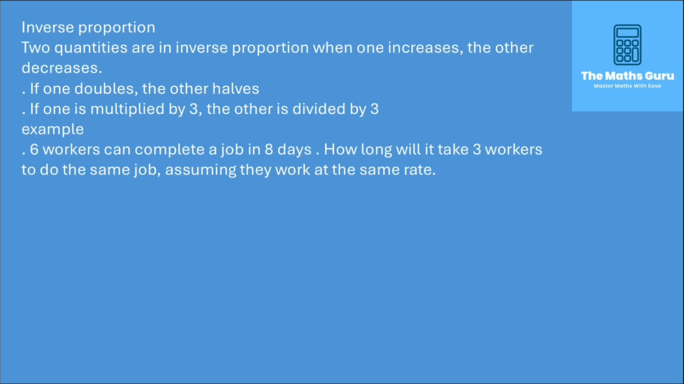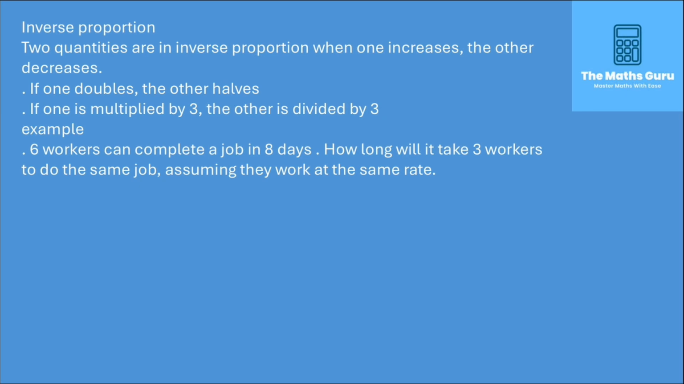Okay, moving on to inverse proportion. This is when two quantities increase and decrease in opposite ways. So a better definition is that two things or two factors are inversely proportional if one thing gets bigger and the other one gets smaller, but the product remains the same. So if one doubles, the other one halves. If one is multiplied by 3, the other is divided by 3.